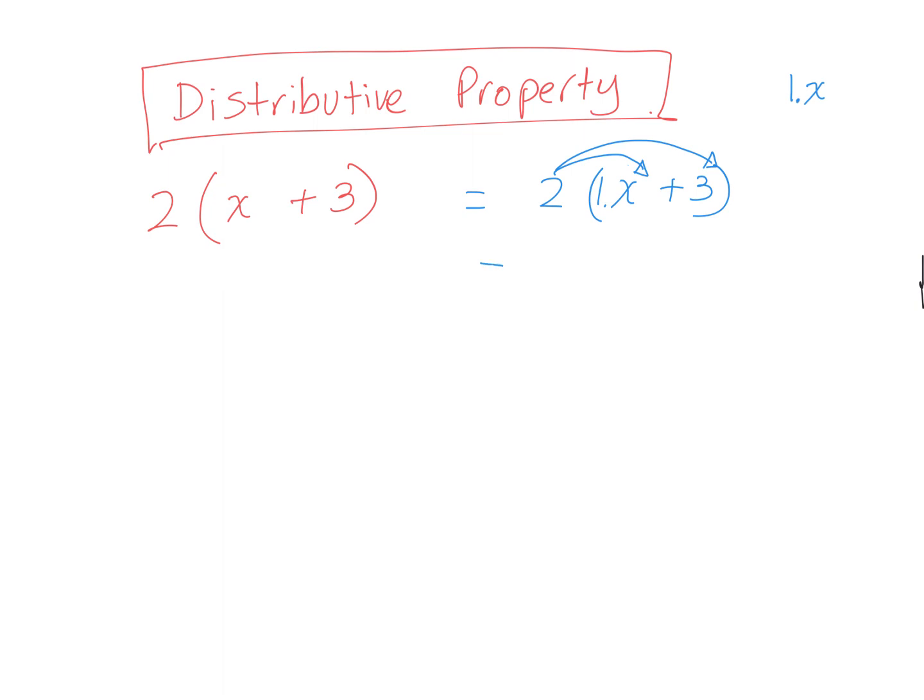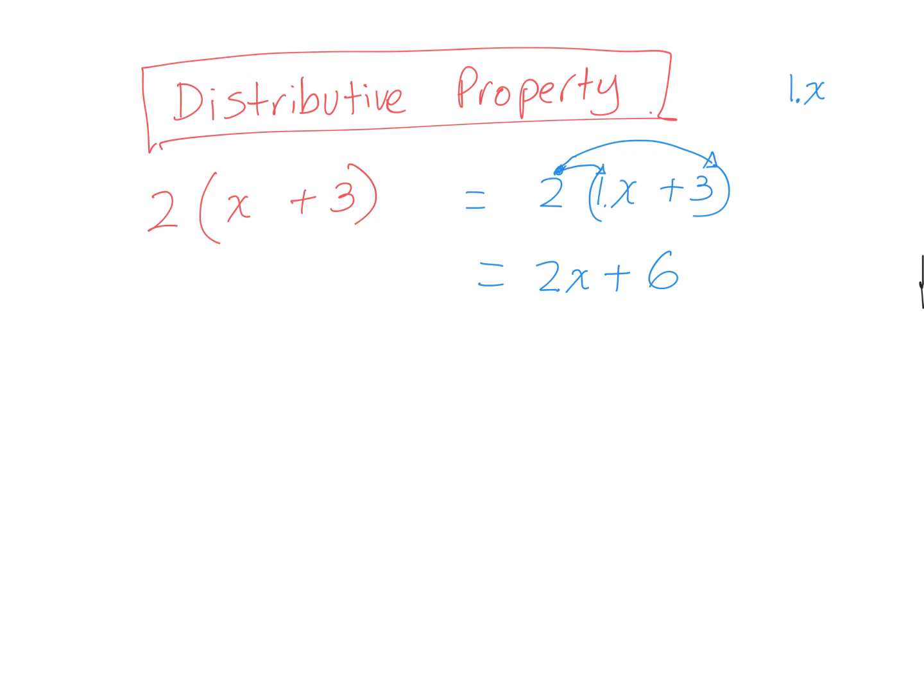So what is 2 times 1? That's 2. We are multiplying just the numbers. So we've got 2 times 1. And then after the 2, we have the x. And then we have a plus sign right here. We'll put that. And then we have 2 times 3, which gives you 6. So that would be your answer.